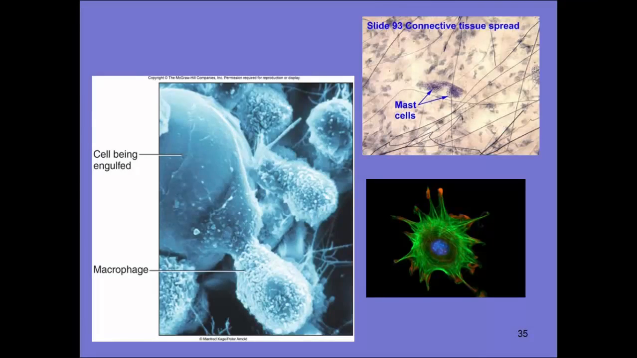Here are some pictures. On the left is the macrophage. There are several macrophages in this photo, and they are engulfing the larger cell. On the right are mast cells. Mast cells produce heparin and histamine, and at the bottom right is a fibroblast, a star-shaped cell that produces fibers.